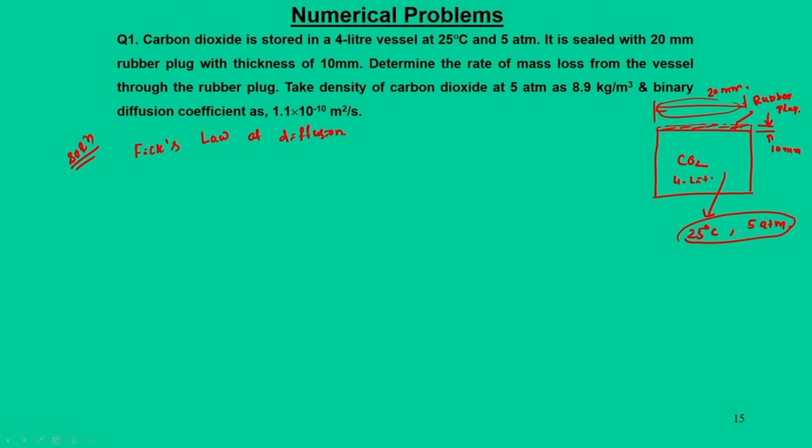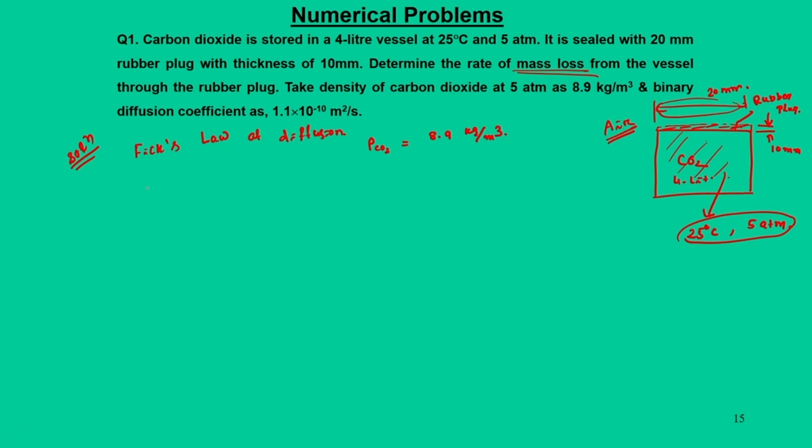What we have to find is the mass loss. Here the mass loss is basically the leak that we are going to calculate. When you say leak, you have CO2 here and it is going to diffuse into the other medium, say air, so we need the binary diffusion coefficient of CO2 with respect to air. We need to quantify the mass loss. The data given is rho CO2 at 5 atmosphere, which is 8.9 kg per meter cube.